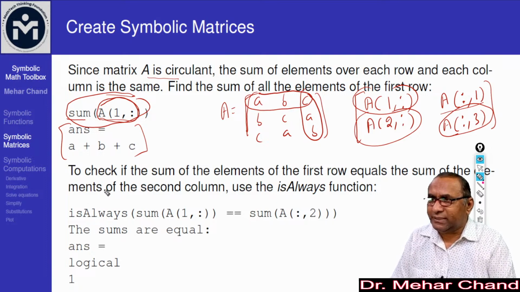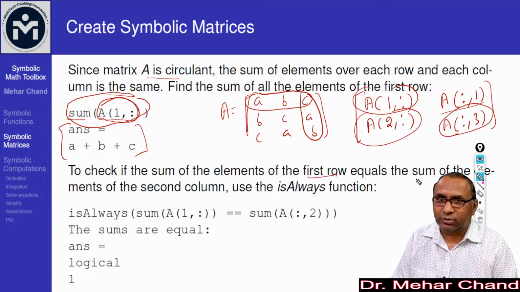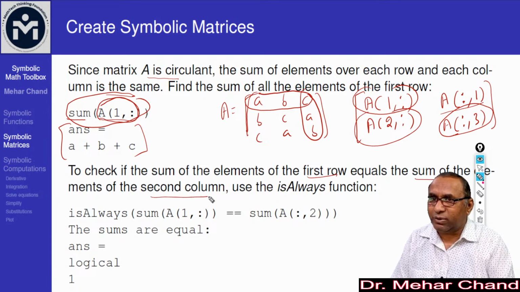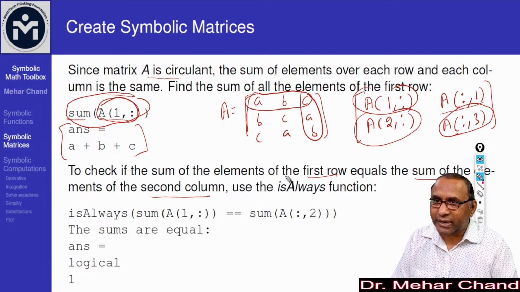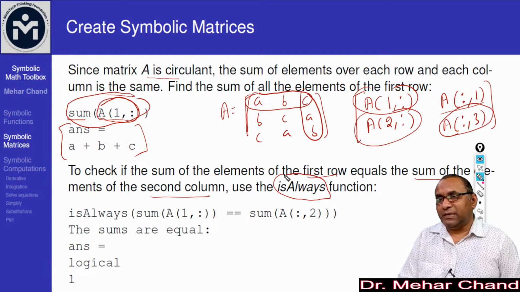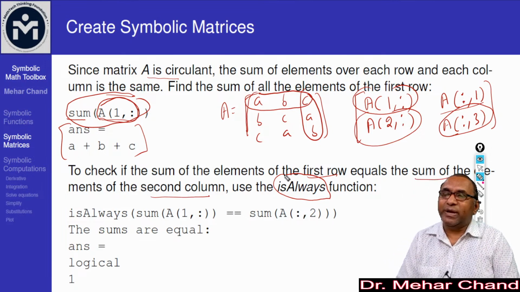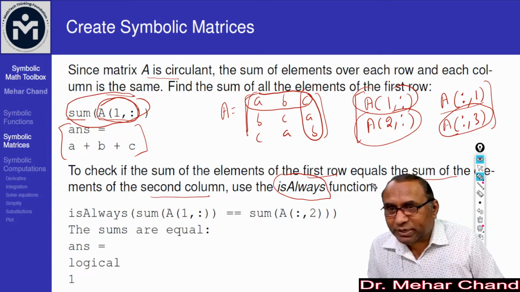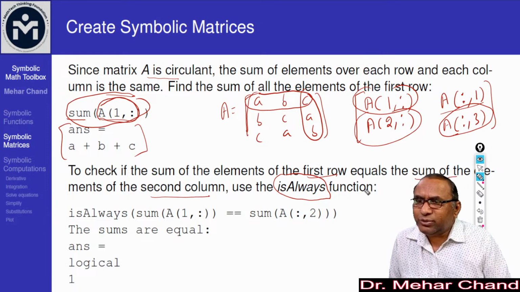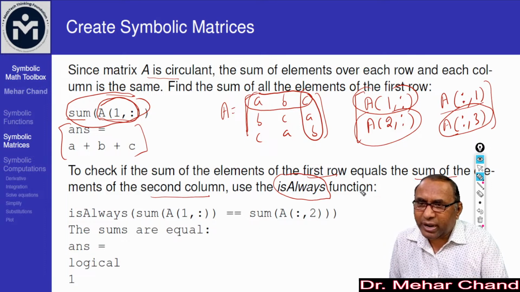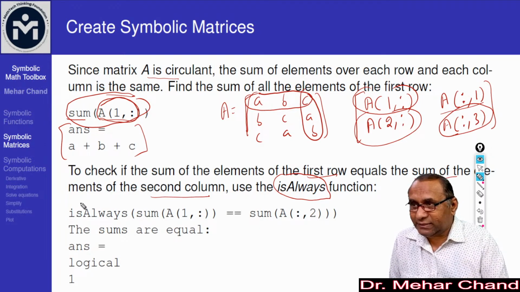So here, another thing we can check is whether the sum of the elements in the first row is equal to the sum of the elements in the second column. Here the isequal function is used to verify, to check the logical operations. You can see we want to compare the sum of one row and the sum of one column. So this is the function, isequal.